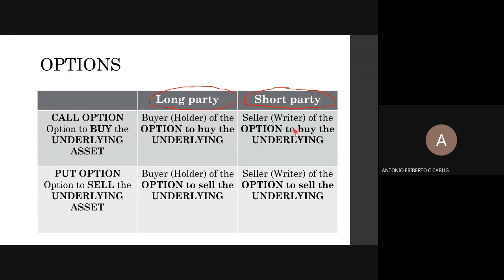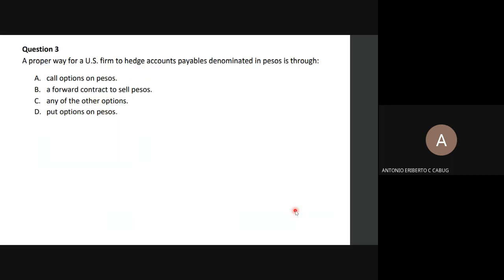Yung short party sa isang option contract kung sinong gumawa at nagbenta ng option contract. So, the short party is the seller or writer of the option. So, kung binenta niya yung option na yan at in-exercise ng long party, mapipilitan siyang ibenta yung asset, kasi nagbenta siya ng right to buy. Kung i-exercise, ibebenta niya. Magiging seller siya. Pagdating sa put option, binenta niya yung option to sell at in-exercise, mapipilitan siyang bumili. Okay?